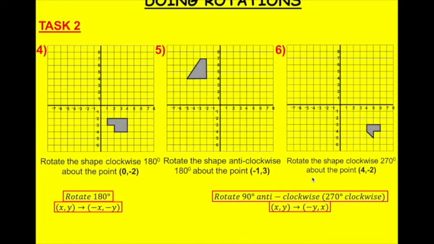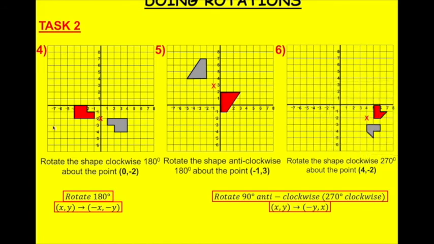Let's do a couple more. This one is 180 degrees. We haven't done this. And the rule is, given point (x, y), you change the sign of both x and y. Let me just rotate this first.